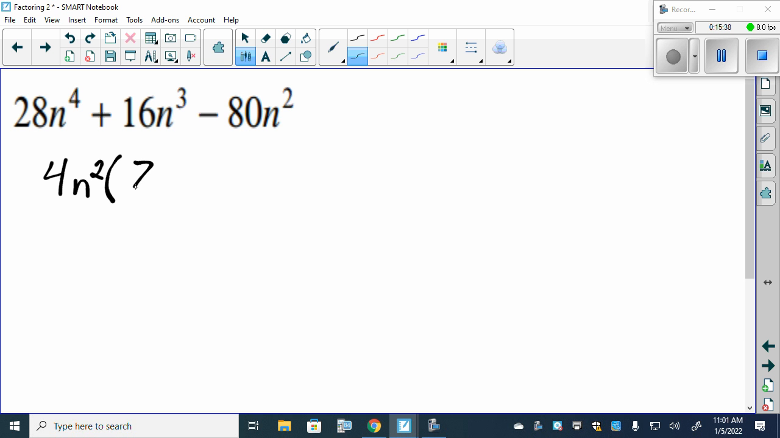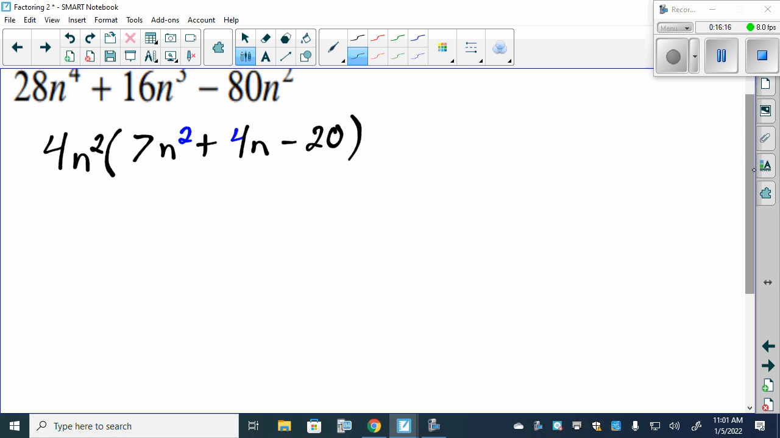Now, n to the fourth divided by n squared, we're really taking 2 of them away from the 4, which leaves us with n squared plus. 16 divided by 4 is 4n. If we have 3 n's and we take 2 away, we're left with 1 minus 20. Because our 480 divided by 4 would be 20. And n squared divided by n squared would be just 1. So we'd have 20 times 1, which is just going to be 20.